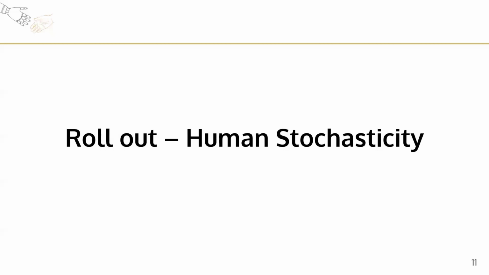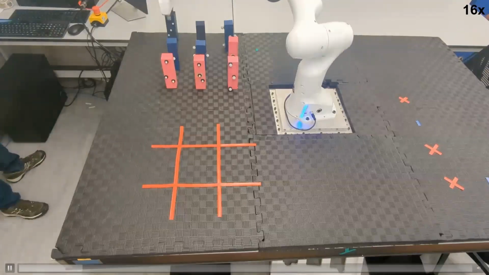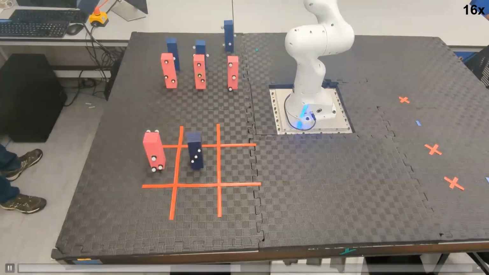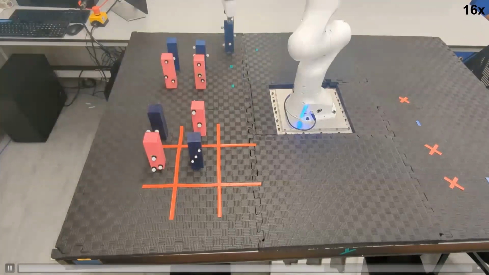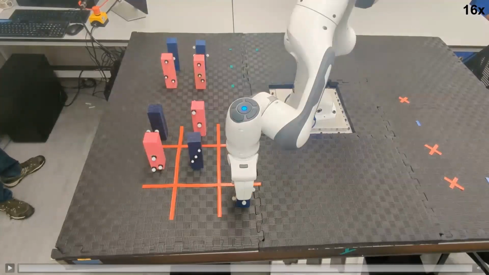Finally, let us consider a robot rollout with human action stochasticity. Here, the human misplaces the marker in the initial action. Instead of placing it on the top left, the human places it in the middle, as you can see. The robot views this as erratic behavior and continues to treat the human as a strategic agent and wins the game eventually.